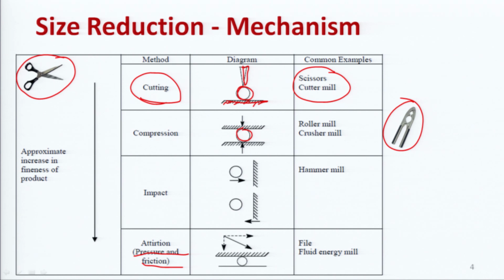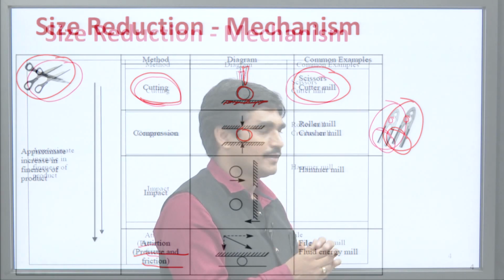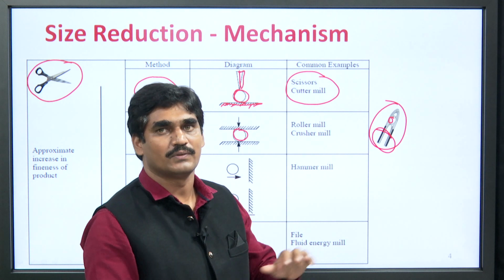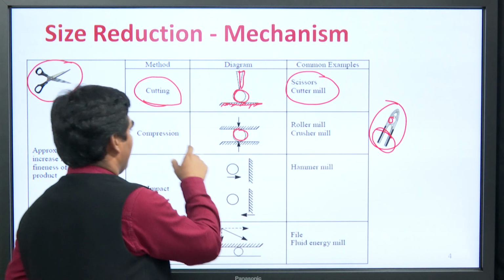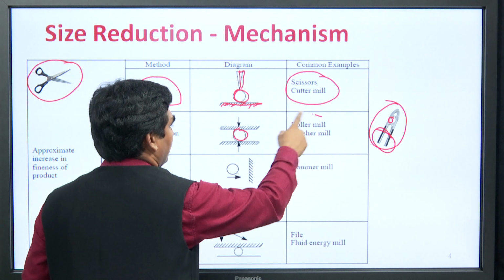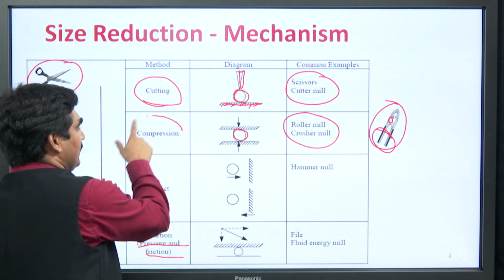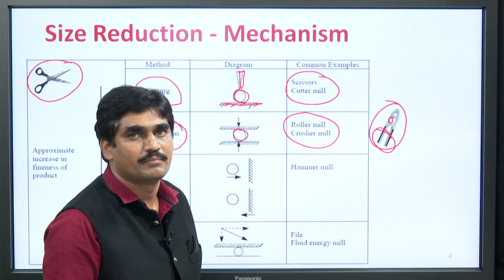If you go to a pan shop, you will see that people are cutting supari with this instrument. What they are doing is placing the object in this position and applying pressure through their hands, and the product is broken into smaller particles. In this way, size reduction can be done with the help of this instrument or roller mill or crusher mill.